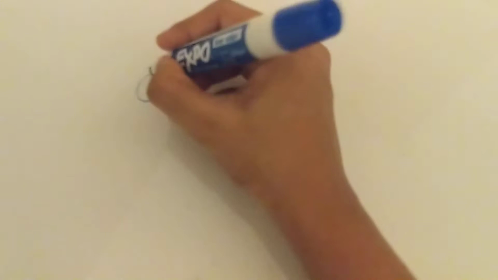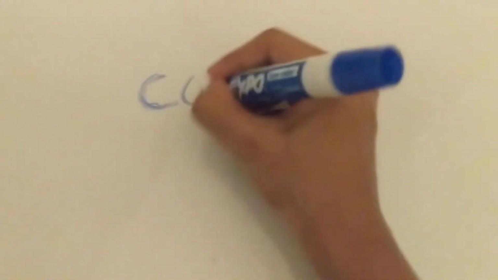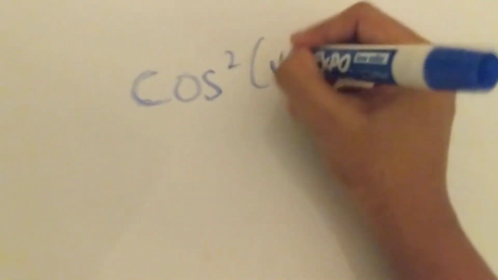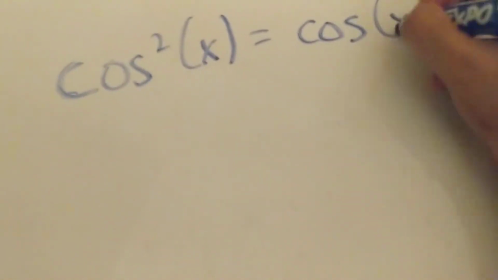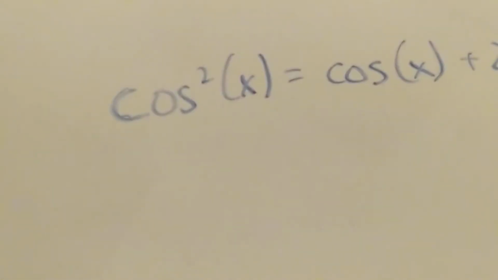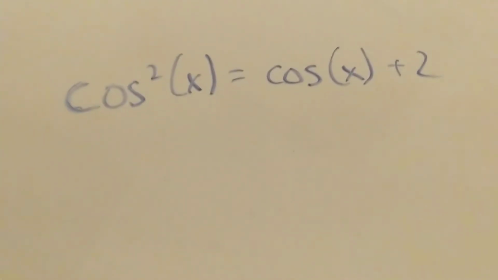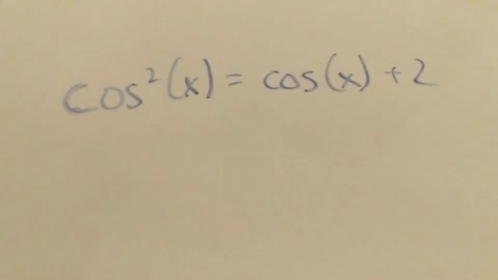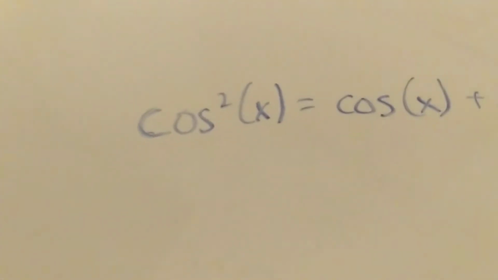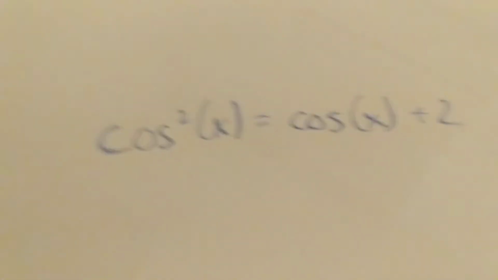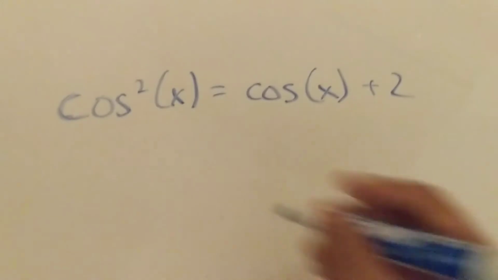So cosine squared x is equal to, if I remember correctly, cosine x plus 2. And I actually saw this problem. One of my peers showed me this problem and said, hey, could you help me with this? And I figured, okay, why not give it a shot? It seemed like a good problem to show you guys.